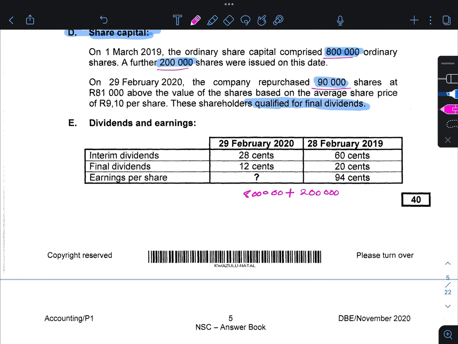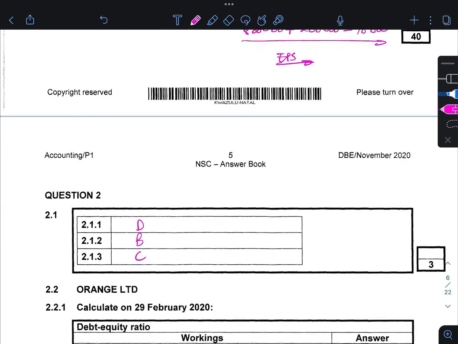It's a plus and then minus 90,000. This would be incorrect because these shareholders, they qualified, hence they did earn a piece of the profit. So we can't exclude them when you're calculating. So the total number of shares issued for the number of shares that did get earnings is supposed to be 1,000,000 shares, because if you add these two amounts, they will give you 1,000,000.